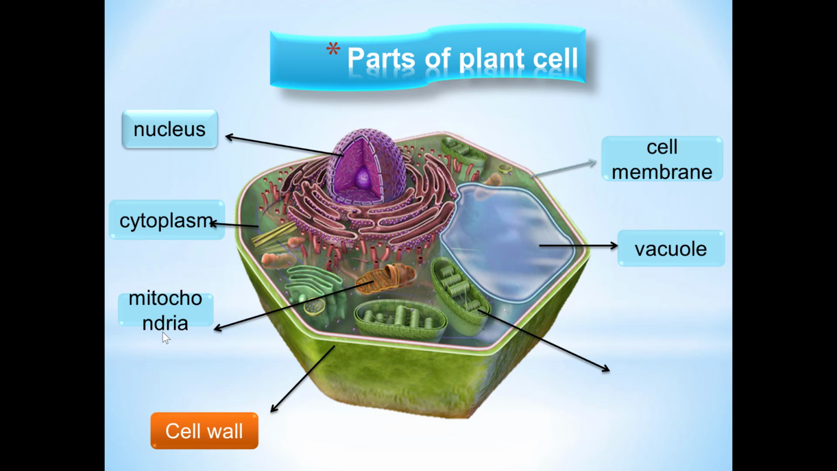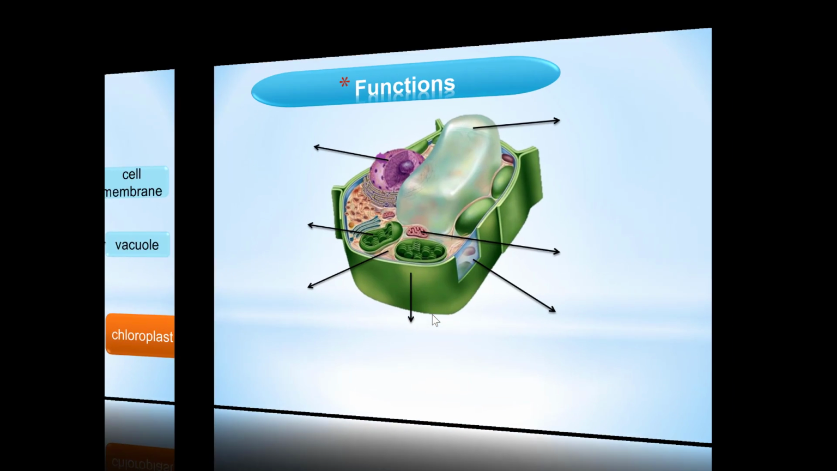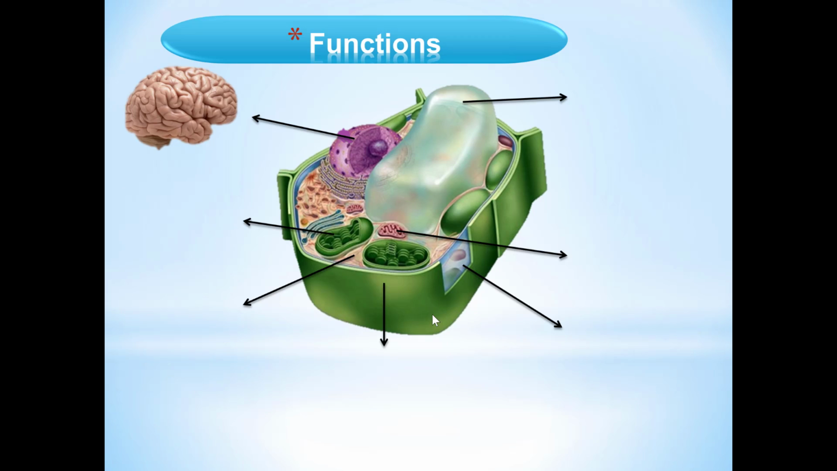But we have two things different: cell wall and chloroplast. So the plant cell has two things more than the animal cell. These two things are cell wall and chloroplast. Cell wall and chloroplast. So look at the function of them.